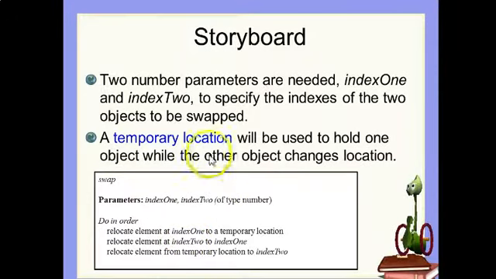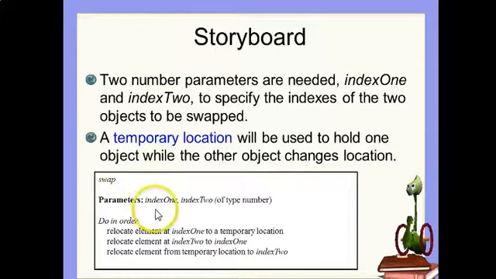Here's the point, though. We need to have a temporary location to hold one object. Let's say we pull the bee out. Well, we need to put him somewhere. He can't just sort of float in air. So we put the bee in his temporary holding location and move the ladybug to where the bee was and put the bee where the ladybug was. Hopefully you can follow that.